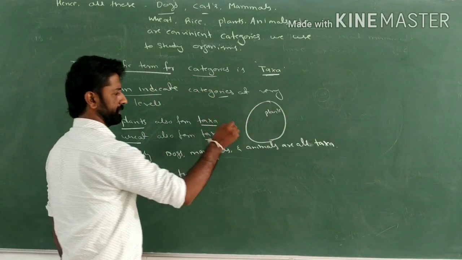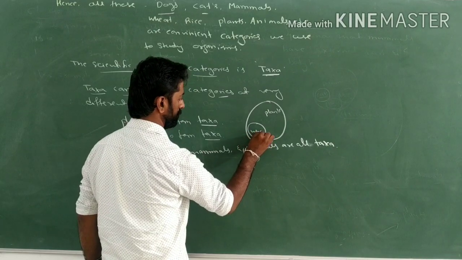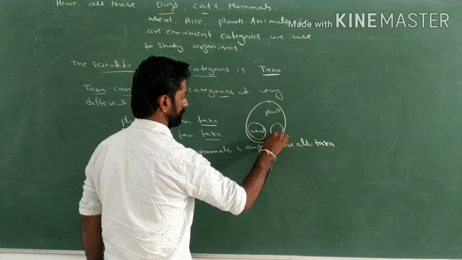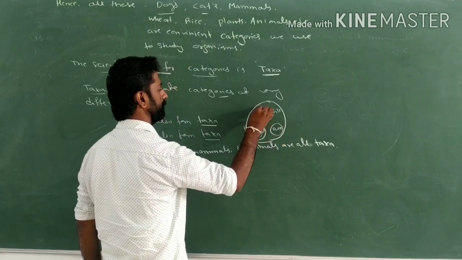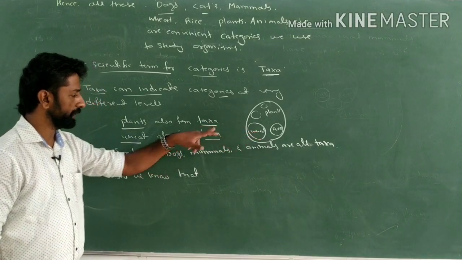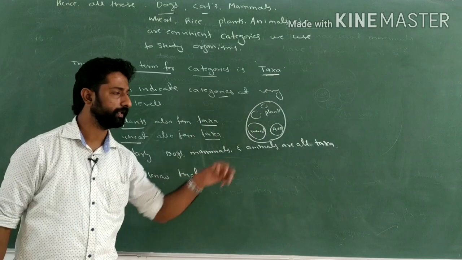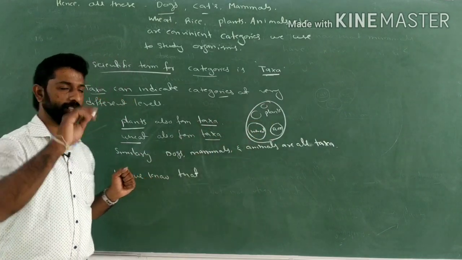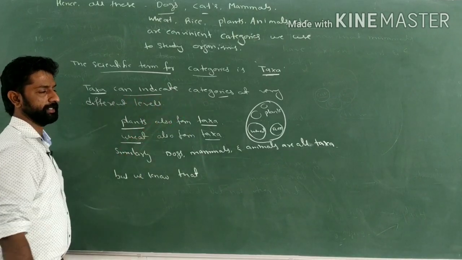In the same category, the wheat plants are there, the rice are there, and so many other categories are also there. So wheat is representing one taxa and the plant is representing another taxa, in which wheat is also included, rice is also included. That is the meaning of this statement: taxa can indicate categories at a different level.